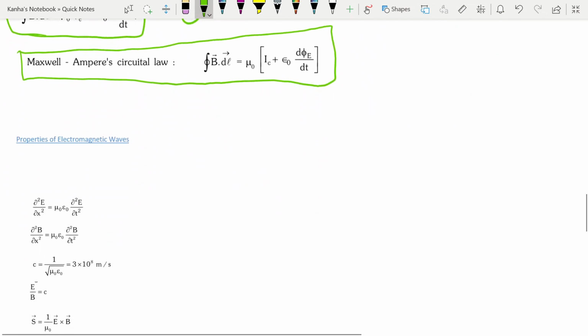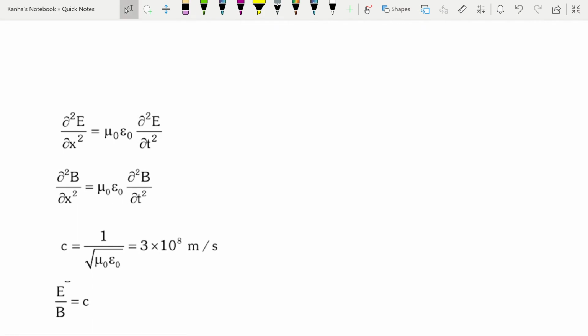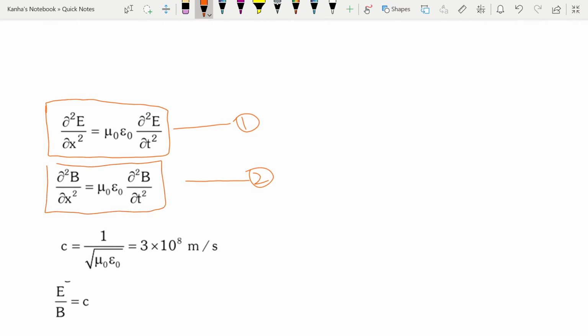With this in hand, let's look at some properties of electromagnetic waves. I'll just talk about the extremely important properties that are essential from the examination point of view. First of all, the electrical and magnetic fields satisfy the following wave equations. I've zoomed these in so that you can make a note of them. This is your first equation, and this is your second equation. These can be obtained from Maxwell's third and fourth equations, but you should definitely remember them.